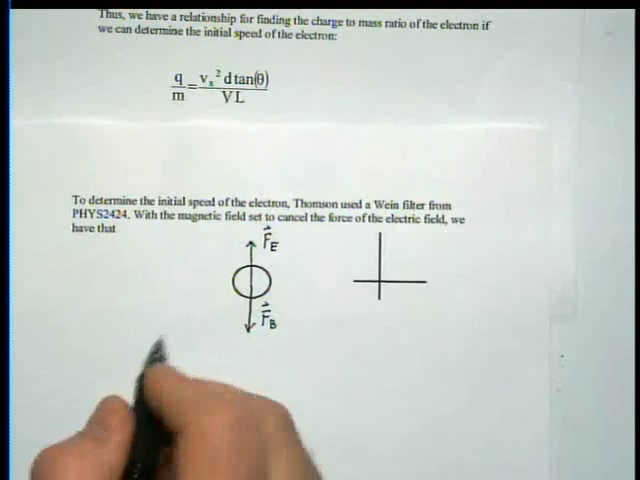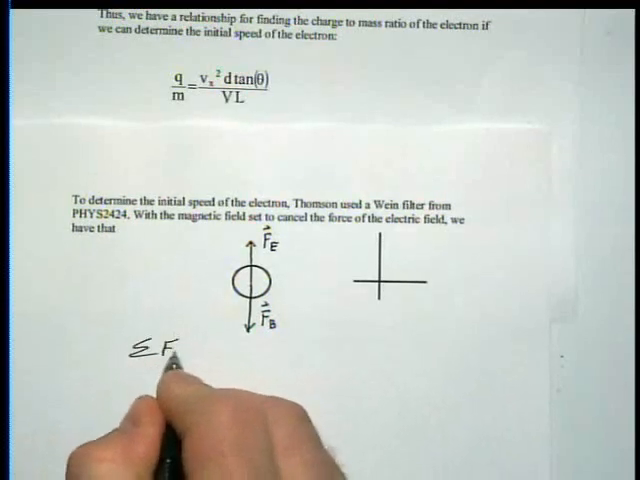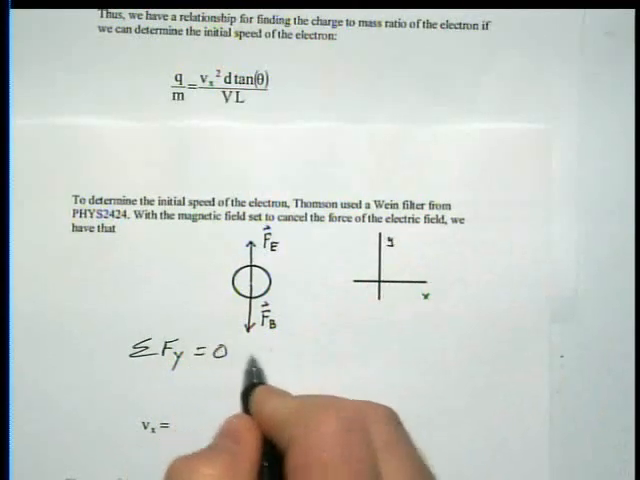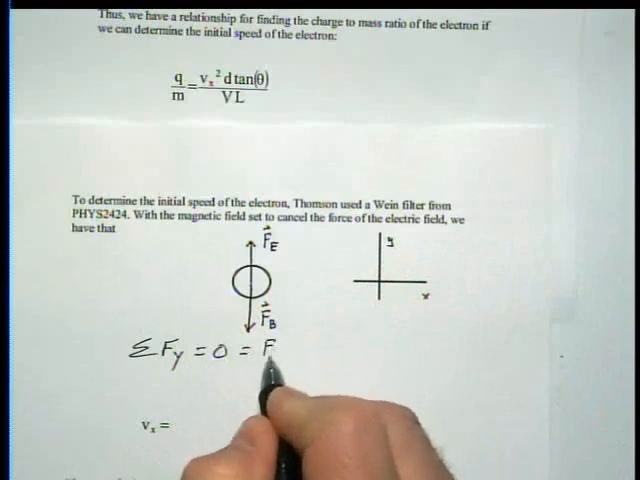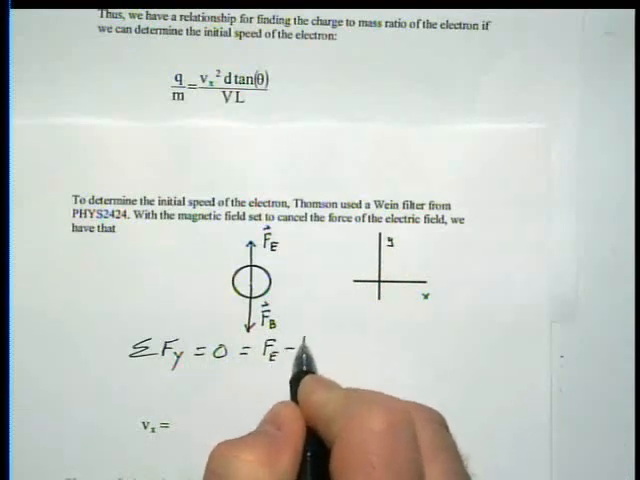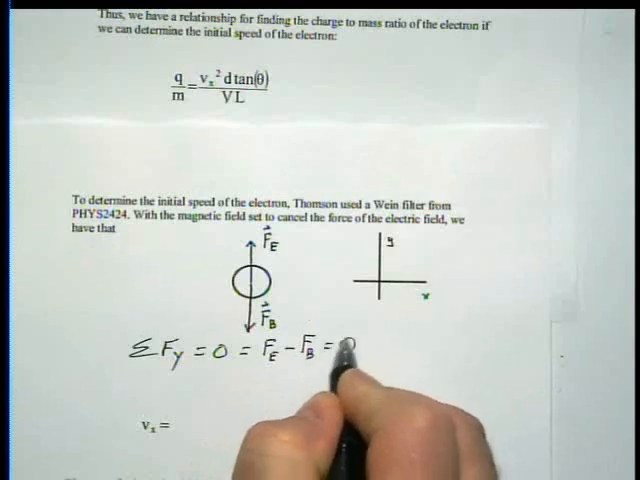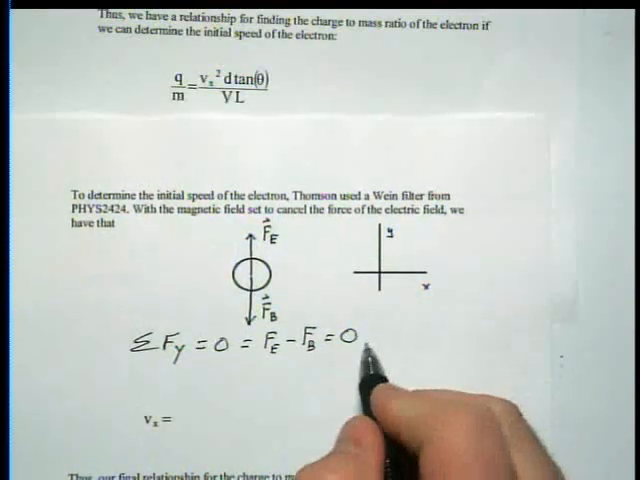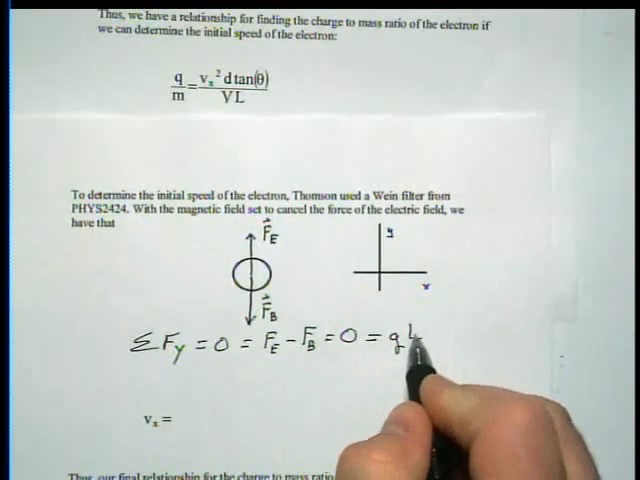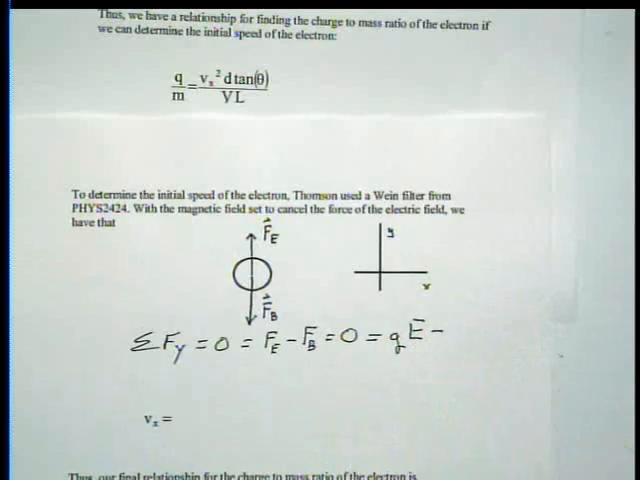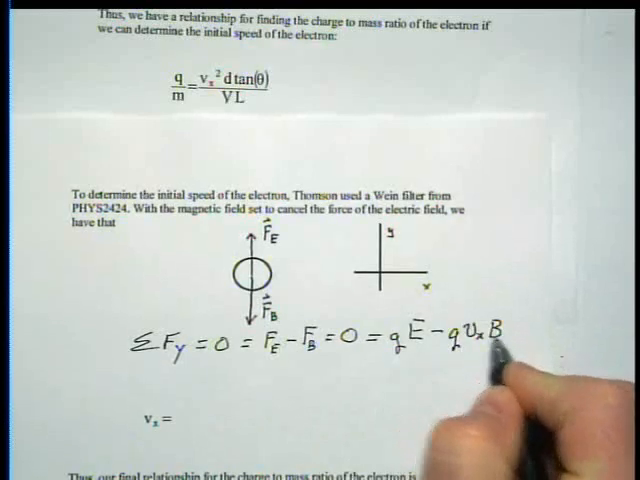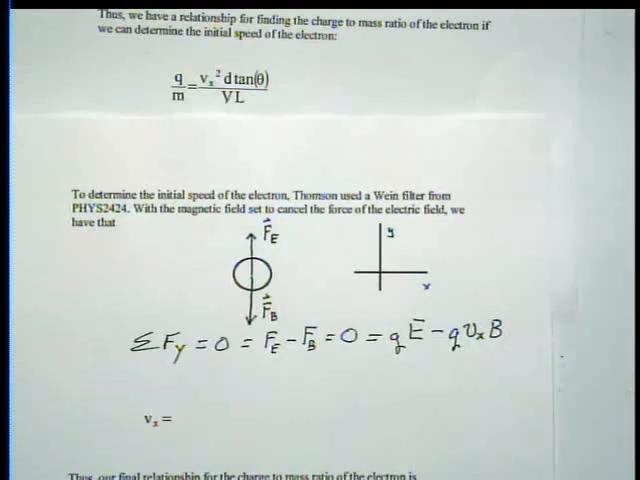So if we do that, the sum of the forces in y, here's my x and y, my free body diagram, if that's 0, then that says that the electric force minus the magnetic force is 0. And I remind you from physics 2 that the electric force is qE, and the magnetic force, which is the Lorentz force, is q times the speed, which is Vx, times B. And because they're at right angles, the cross product, the sine of theta, is 1.